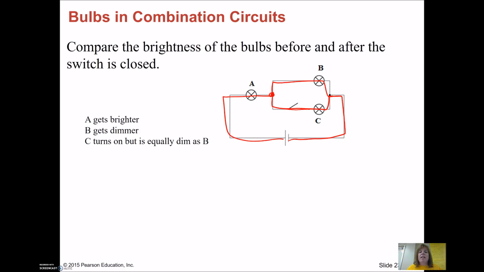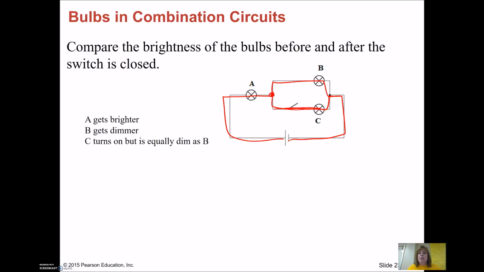Well, what you saw, right, is that A got brighter. Why did A get brighter? Well, A got brighter because when I close the switch, I have a parallel element, and parallel elements have lower R_eq, right? So it pulls more current out of the battery. Anytime I put something in parallel in a circuit, regardless of the circuit setup, I'm going to draw more current out of the battery. That means A gets brighter because it has more current going through it now.